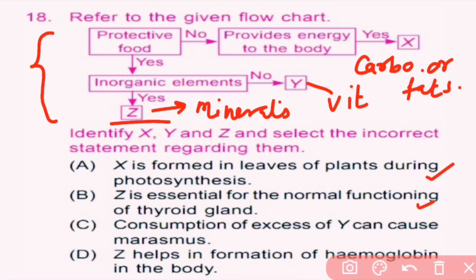Option C, consumption of excess of Y can cause marasmus. Marasmus is caused by the deficiency of all macronutrients, meaning carbohydrates, fats and proteins. And here Y is vitamins. So it is an incorrect statement. Option D, Z helps in formation of hemoglobin in the body. So iron helps in formation of hemoglobin in the body and iron is a mineral. So it is also a correct statement. Here option C is incorrect. So C is the correct answer.